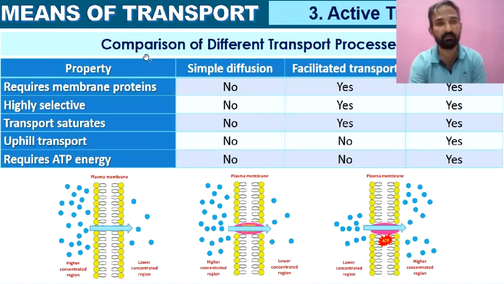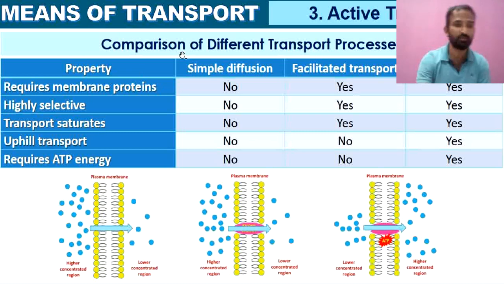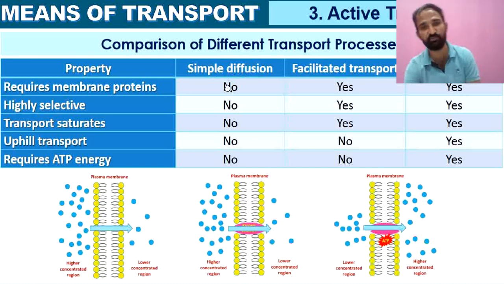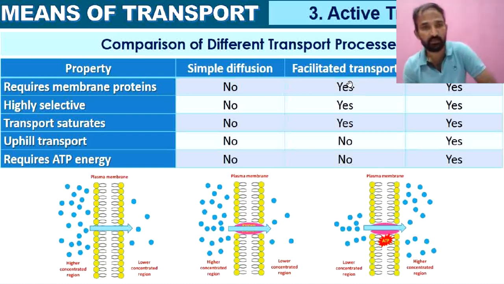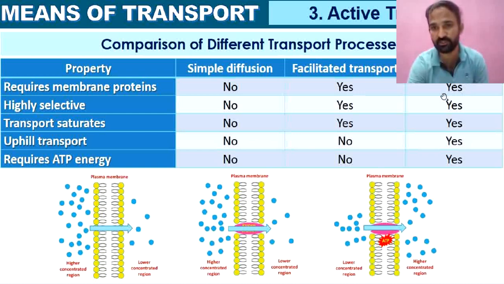Okay, so here is the comparison of different transport processes. First, the required membrane proteins. There is no requirement of a membrane protein in simple diffusion, because the molecules cross the membrane from anywhere on the plasma membrane, from the higher concentration to the lower concentration. In facilitated transport, carrier proteins are needed. In active transport also, carrier proteins are needed. Coming to highly selective: no for simple diffusion, yes for facilitated and yes for active transport. For the transport saturates: no proteins are involved in simple diffusion.